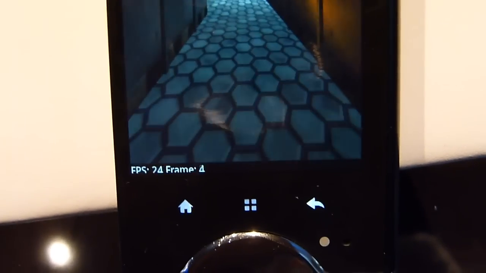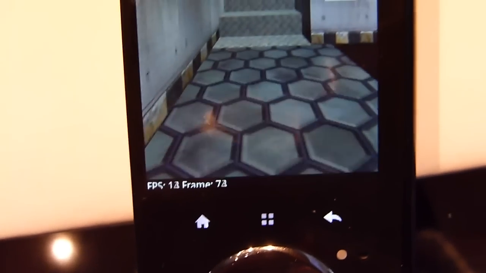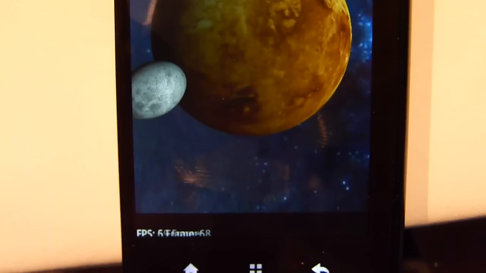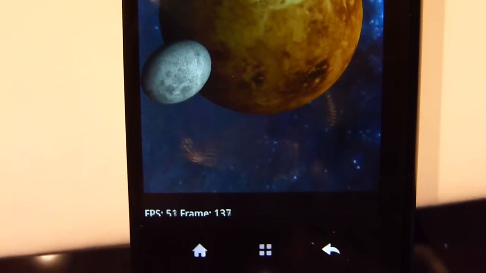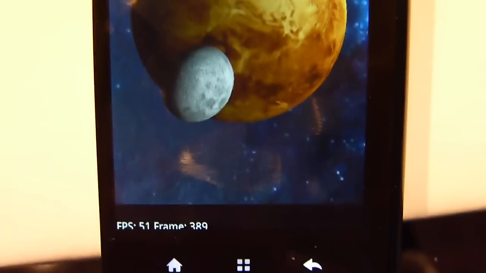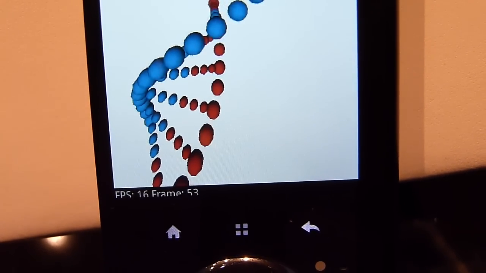Notice the frame rate's a little bit lower than most other high-end devices out there in the market. Roughly around 17, 20 frames per second. Could be lower here. A little bit more steady here, around 50 to 60 frames per second. This one here is running at around 15, 14, 13 frames per second.